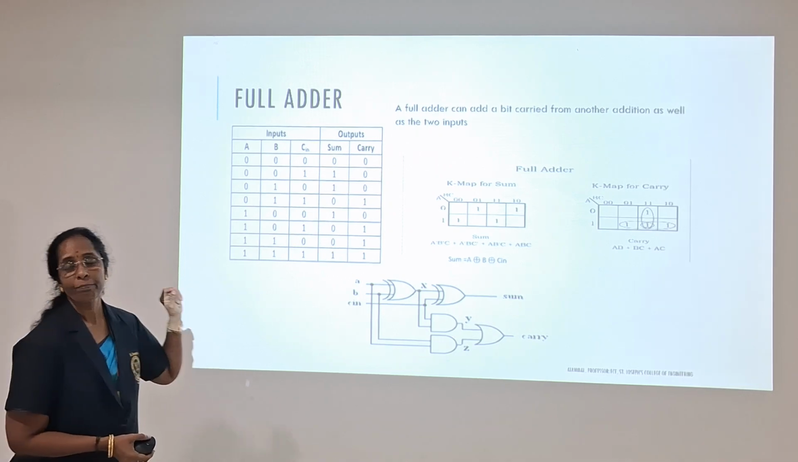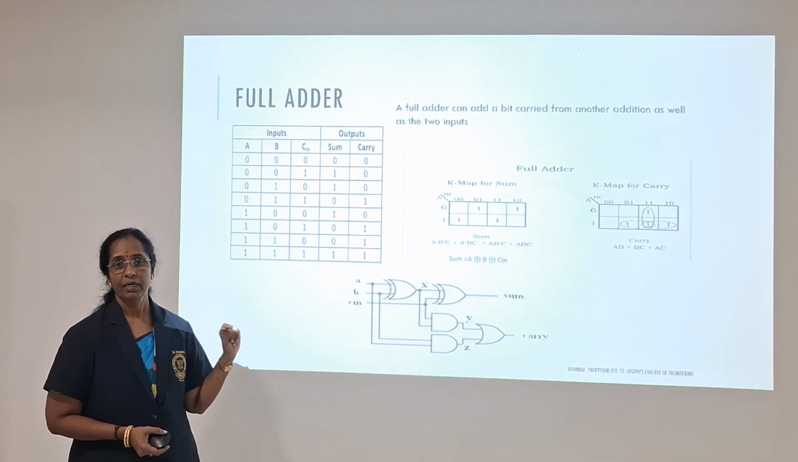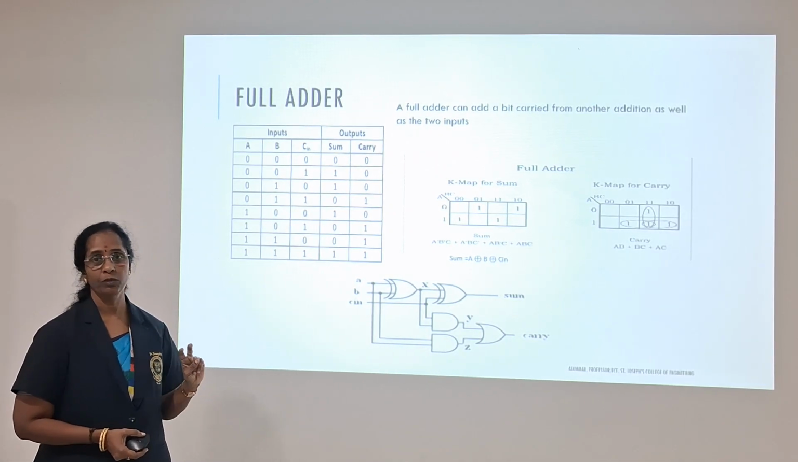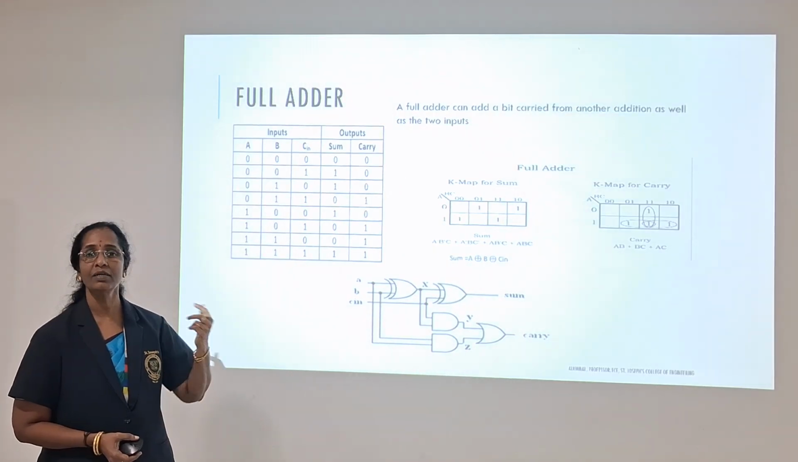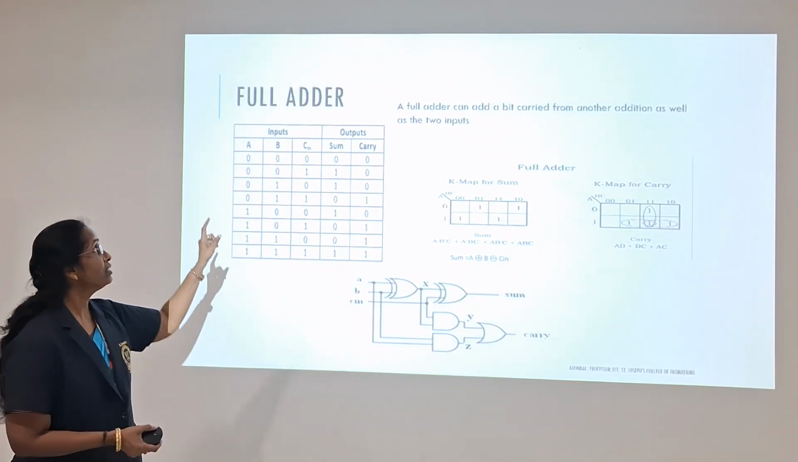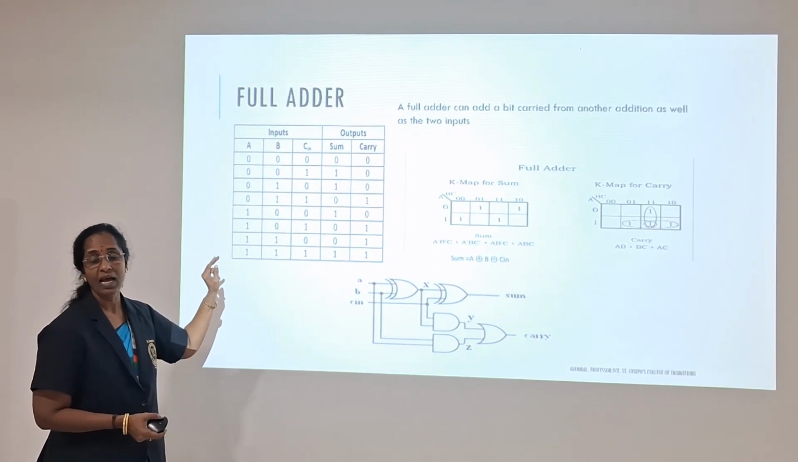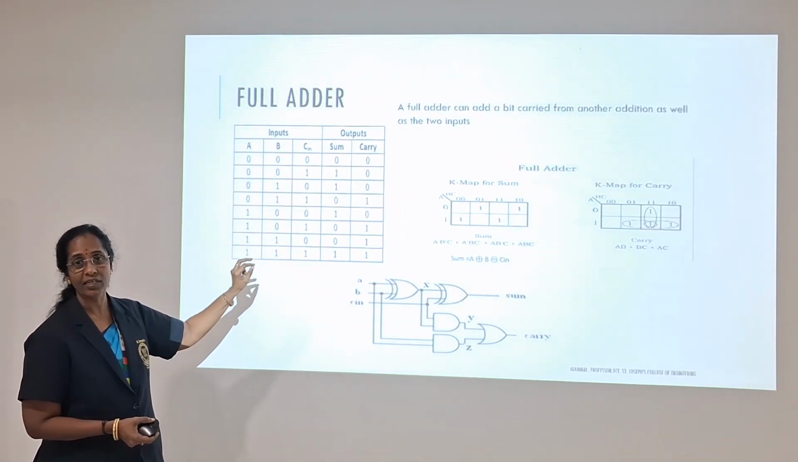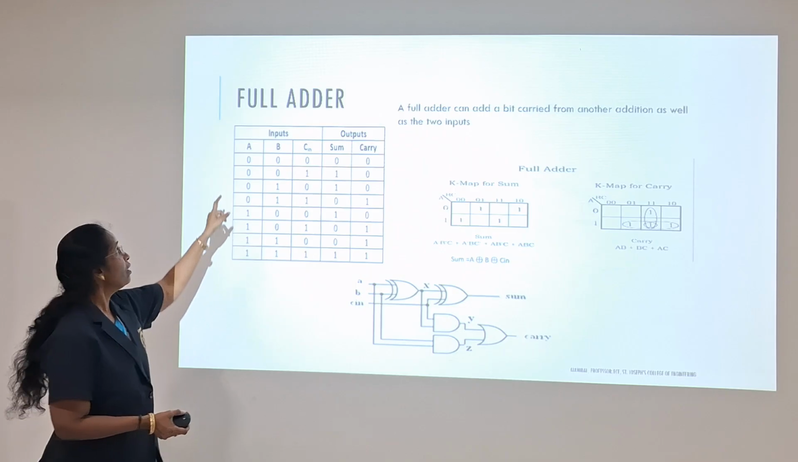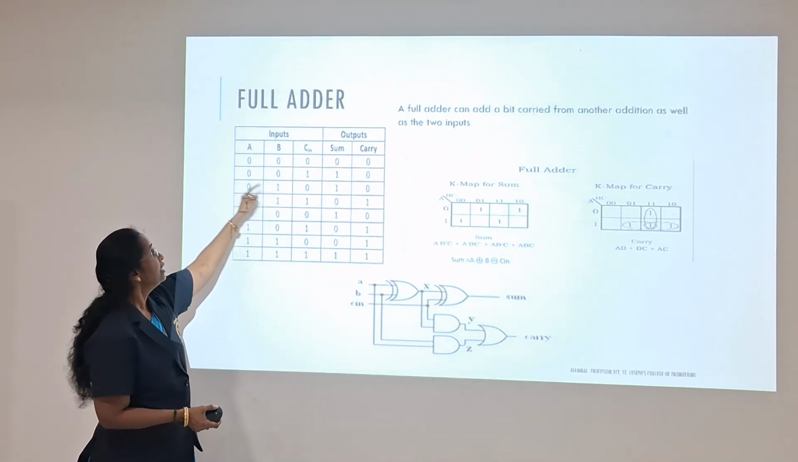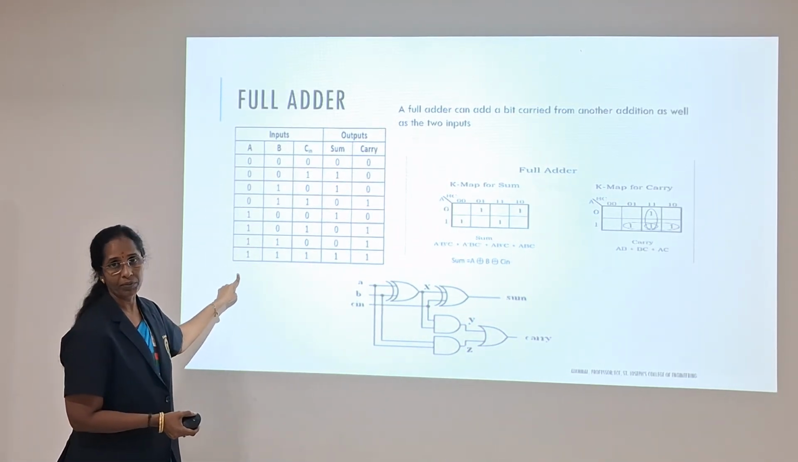Now, what is a full adder? It is going to add 2 input bits and the carry generated in the previous stage. So that is the reference to a full adder. If I assume A and B are the 2 input bits and Cin is the carry generated in the previous stage, then as we consider 3 input bits, definitely we will have 8 combinations.